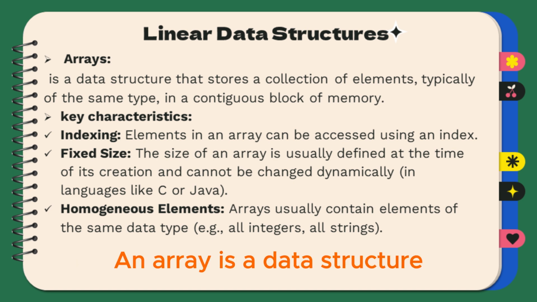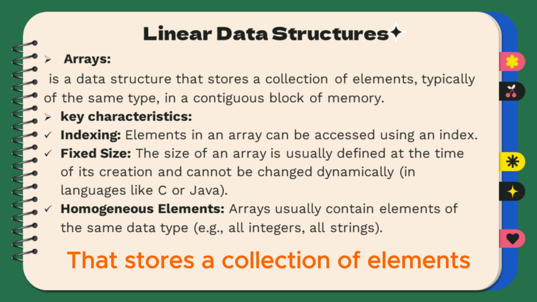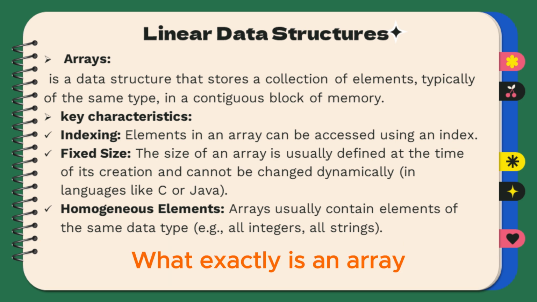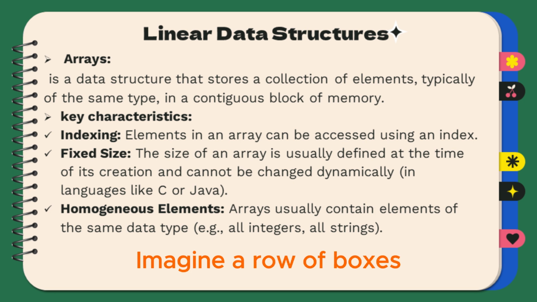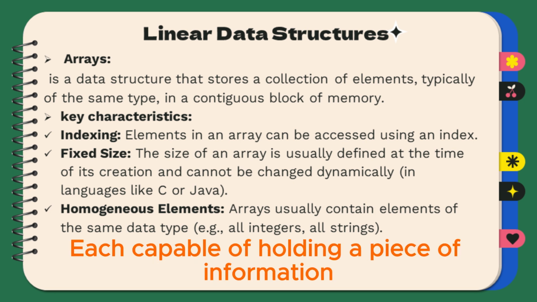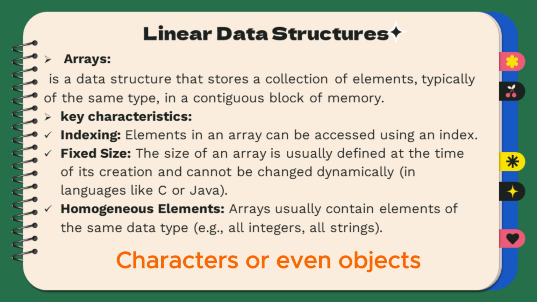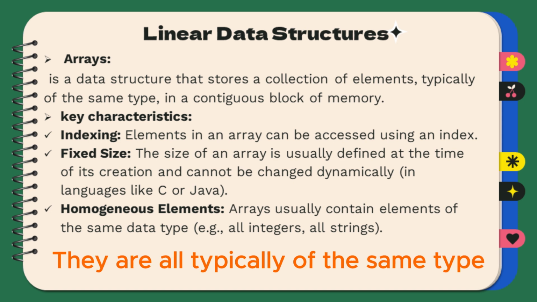An array is a data structure that stores a collection of elements, typically of the same type, in contiguous memory blocks. What exactly is an array? Imagine a row of boxes, each capable of holding a piece of information. This information can be numbers, characters, or even objects. But here is the catch. They are all typically of the same type.